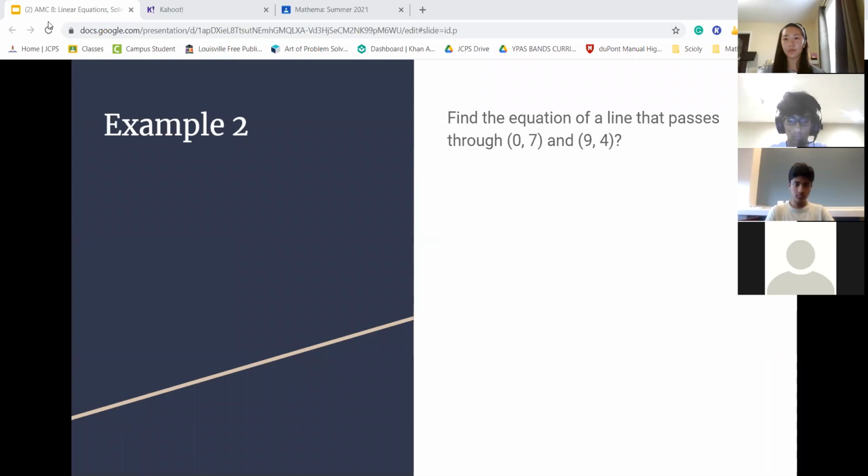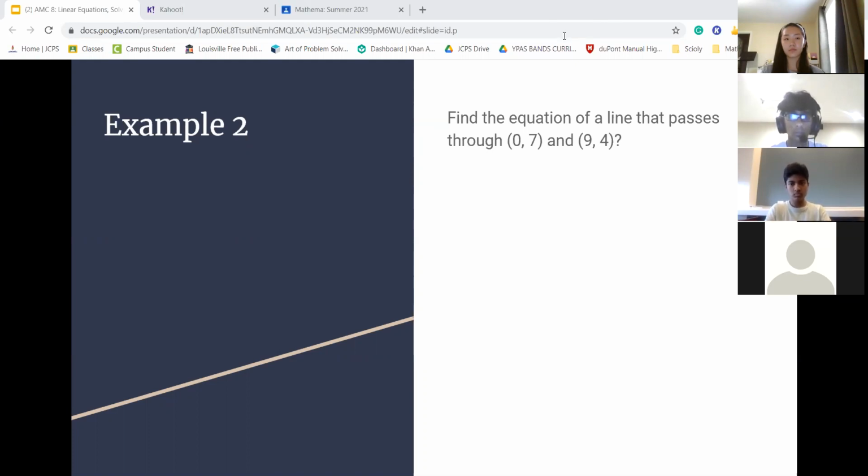What I did first, to find the slope, I did 4 minus 7 over 9 minus 0. So I got minus 3 over 9, which becomes minus 1/3. So right now I have y equals minus 1/3 x plus b. I used the coordinate point (9, 4). So 4 equals minus 1/3 times 9, or minus 3, plus b. Then I added 3 on both sides, which gives me 7 equals b.